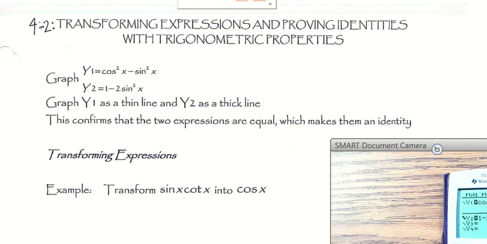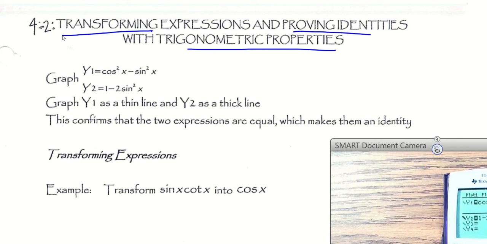Okay, crew, we are here with our 4-2 notes. This is the big idea of our Unit 4. So in these notes, we're going to talk about how to transform. Remember, transform means change, expressions, and how to prove an identity to show that it's true using our trigonometric properties.